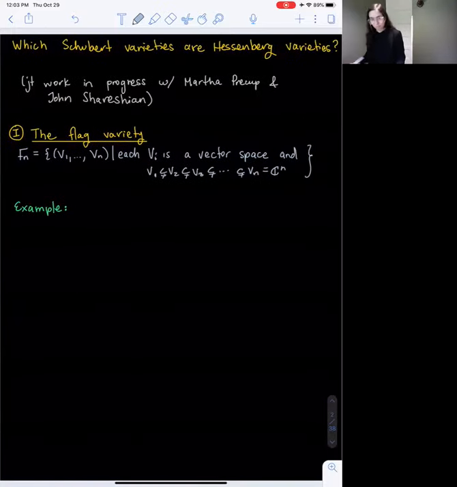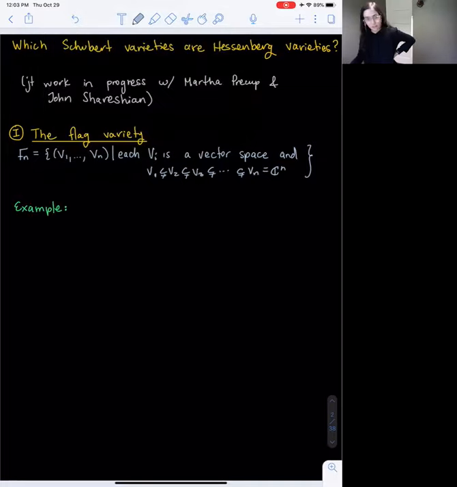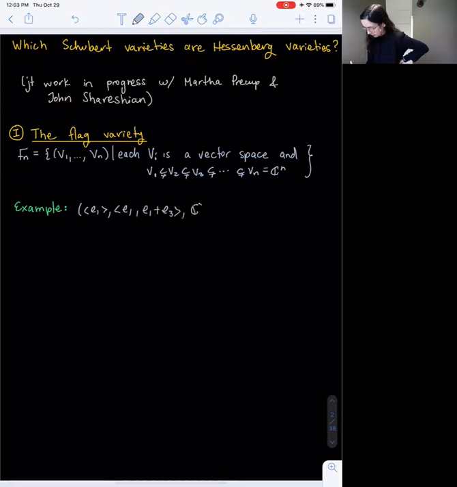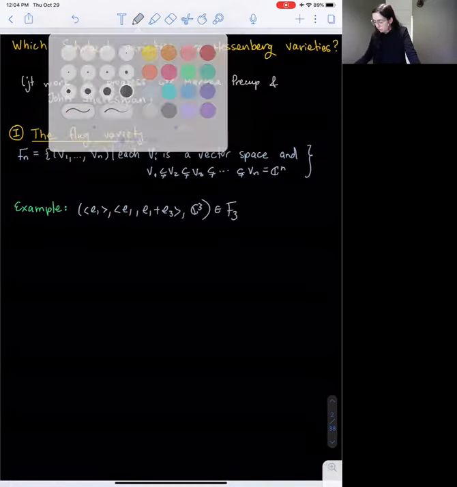And it should be complete. And for an example of a point inside your flag variety, it's very simple. You can take something like E1, comma, E1, comma, E1 plus E3, and then C3. This is an element in F3. And yes, so this is the ambient space of what we will be talking about today.